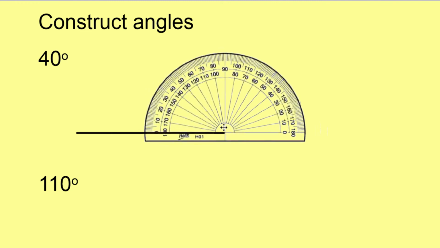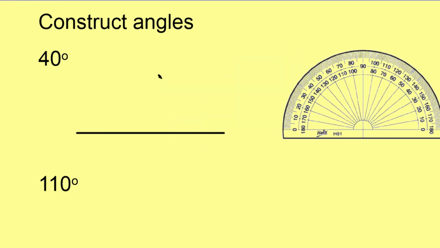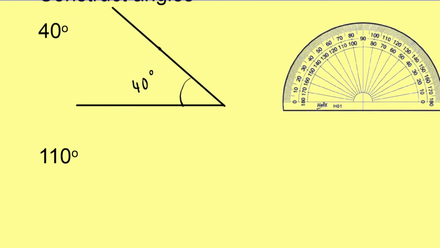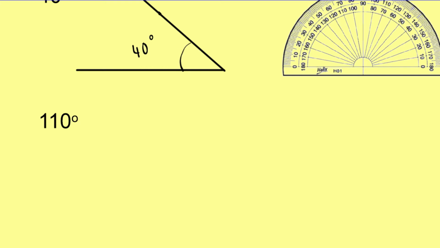Then I'm going to use the outside numbers, counting up. So 10, 20, 30, 40. I'm going to make a little mark at 40. Move my protractor off. Take a ruler. I'm going to draw a straight line through that mark I've made. Then I can label this 40 degrees.